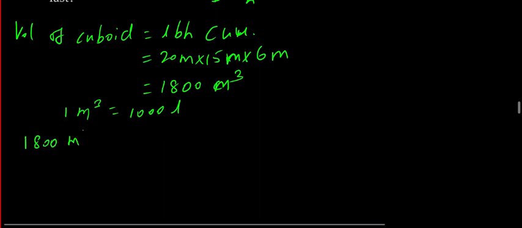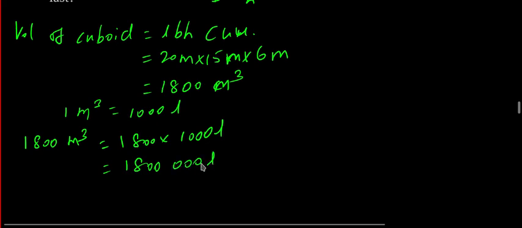1800 meter cube equal to 1800 into 1000 liters. So we have to multiply 1800 and these 3 zeros. Okay, this much liter. This is the capacity of the water tank.